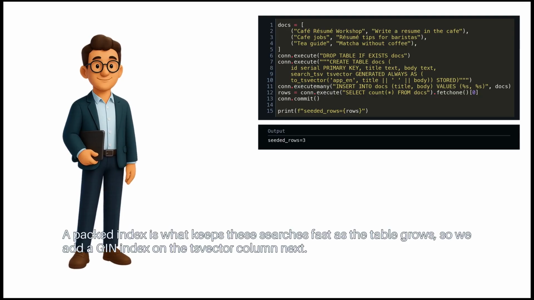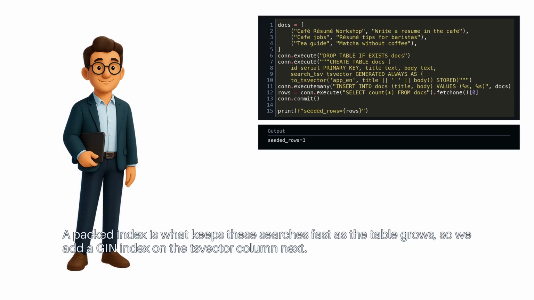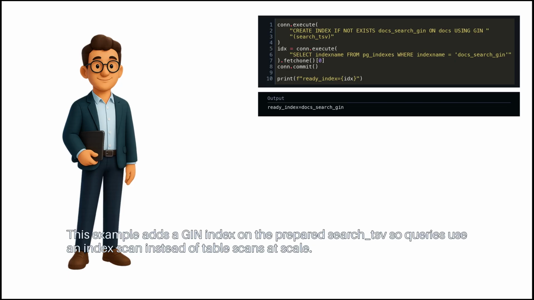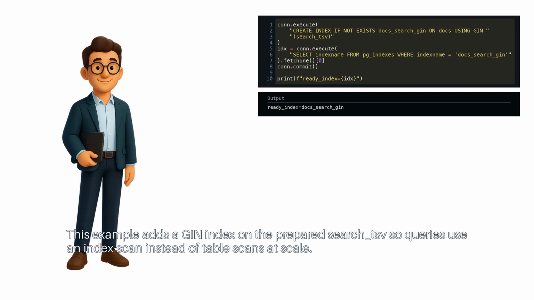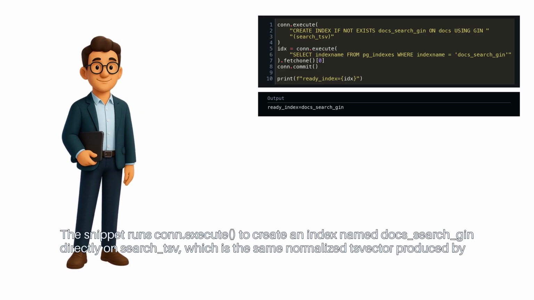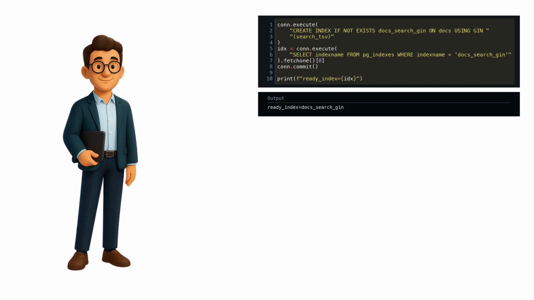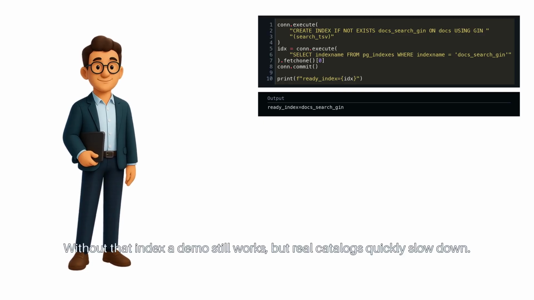A packed index is what keeps these searches fast as the table grows, so we add a GIN index on the tsvector column next. This example adds a GIN index on the prepared search_tsv, so queries use an index scan instead of table scans at scale. The snippet runs con.execute to create an index named docs_search_gin directly on search_tsv, which is the same normalized tsvector produced by app.en. Without that index, a demo still works, but real catalogs quickly slow down.